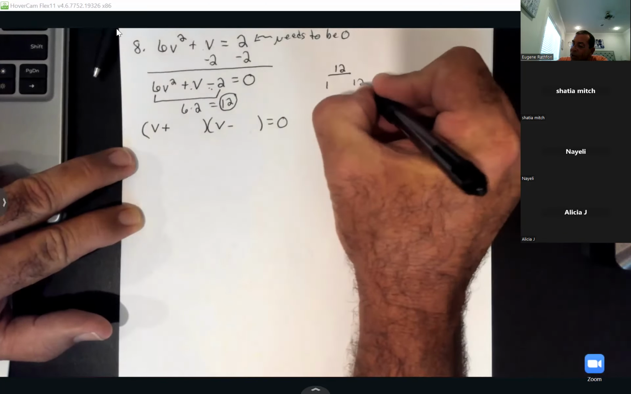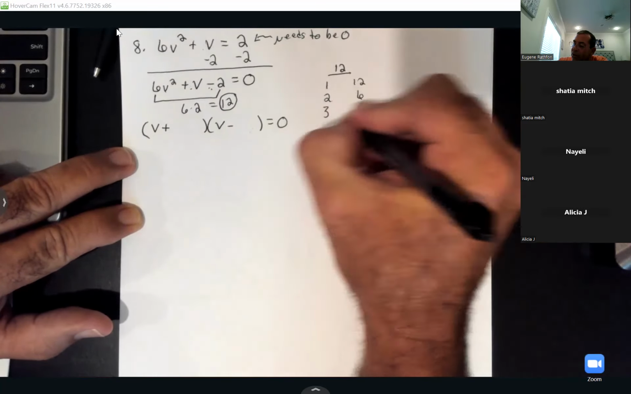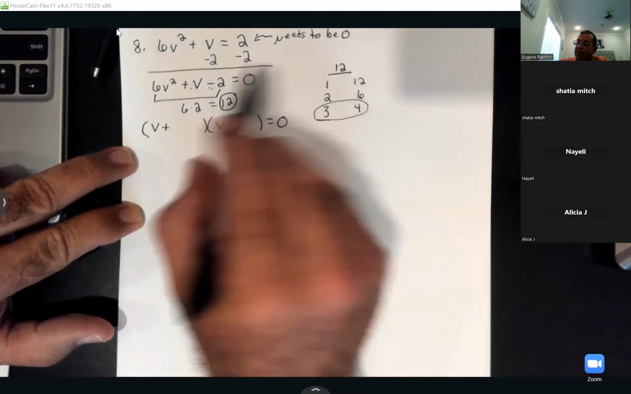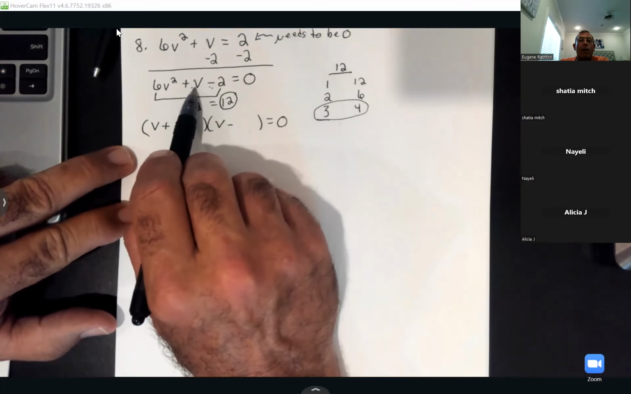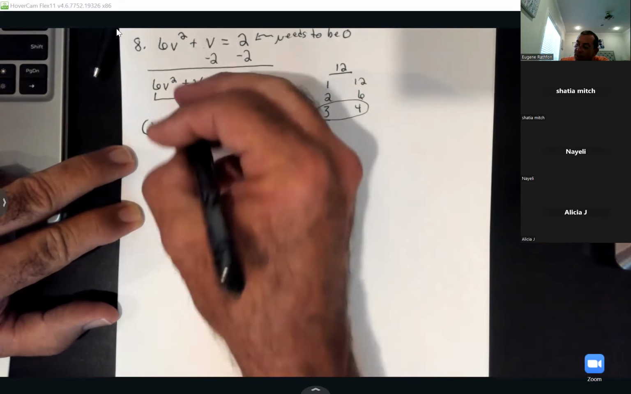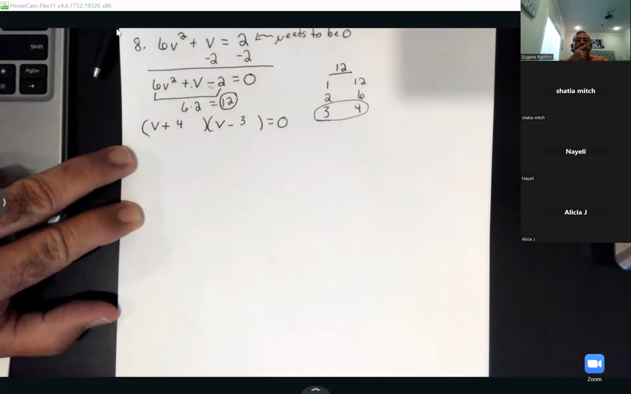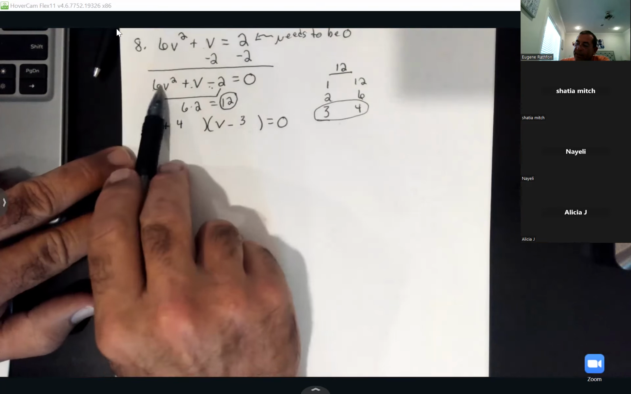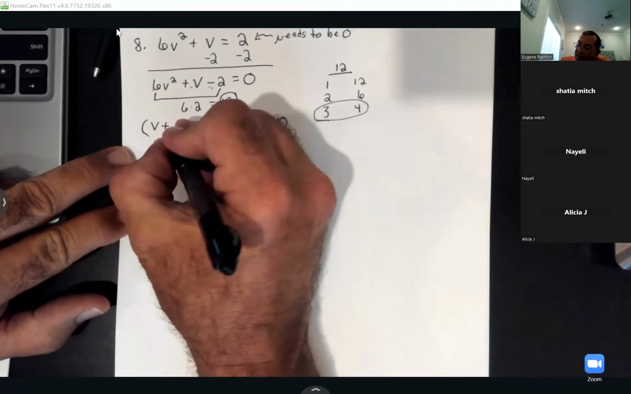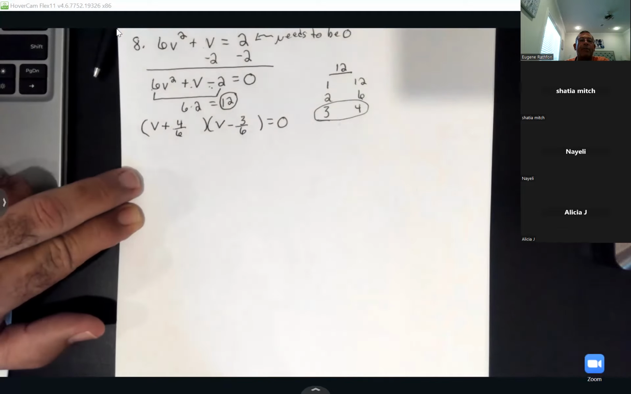So let's see, we got 1 and 12, 2 and 6. What's left? 3 and 4. So 3 and 4 are the ones that subtract to get the middle number of a 1. The larger number 4 is going to be positive like the middle number. The smaller factor will be negative. So y'all remember this. Since I multiplied that 6 to get the product here, I got to divide that 6 back out of both of my numbers.